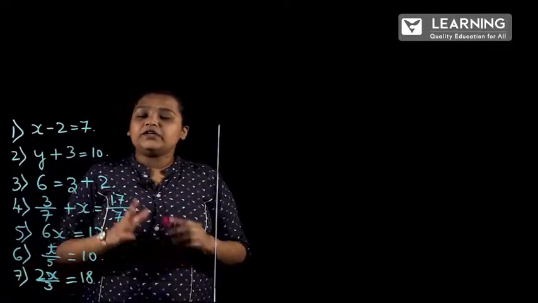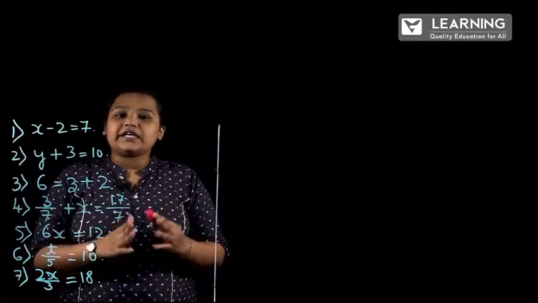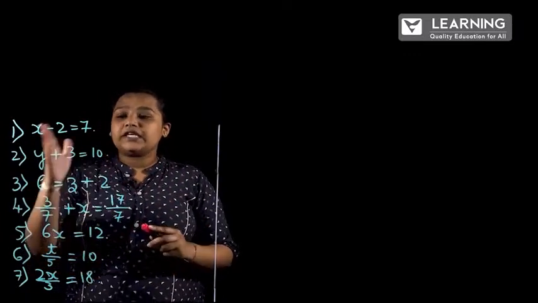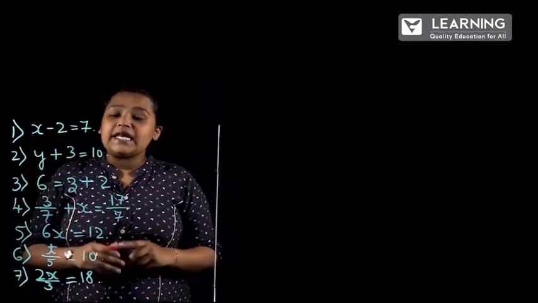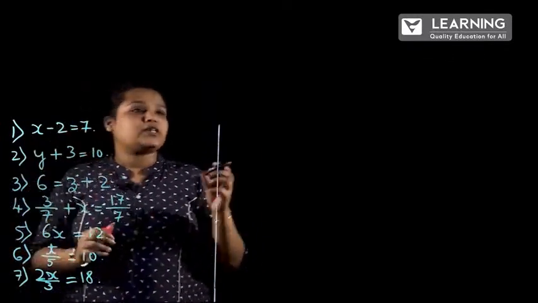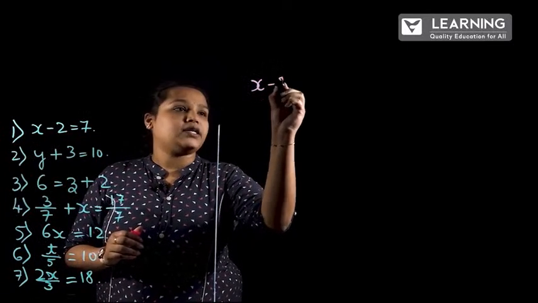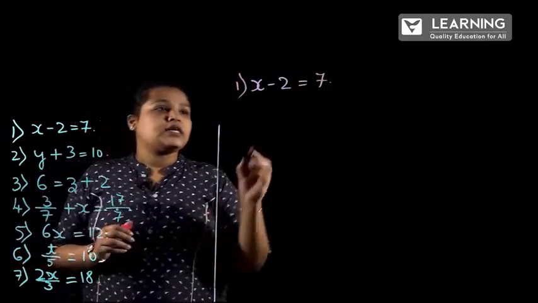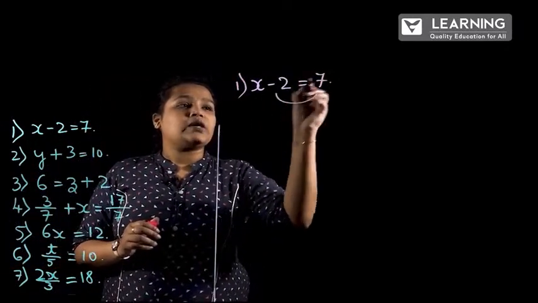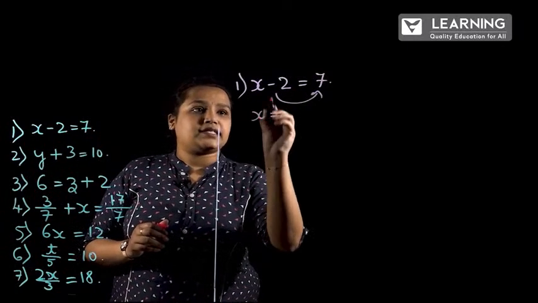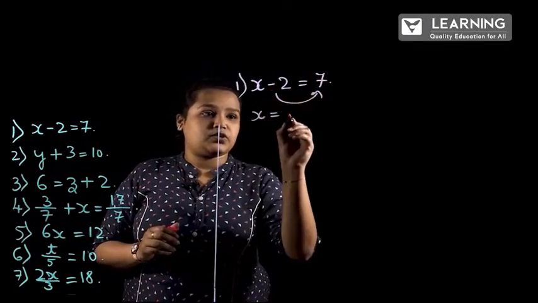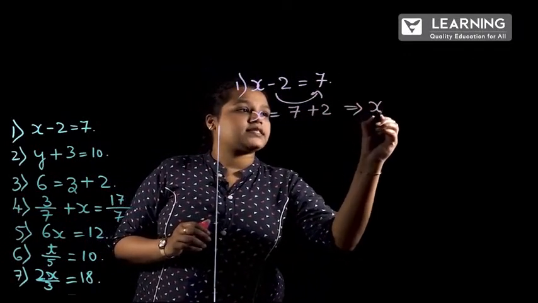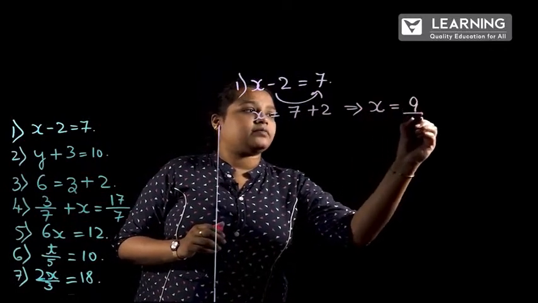Hello students, today we will be starting the second chapter, linear equations in one variable. So let us start solving exercise 2.1. These are the questions which are simple equations. Let's start solving equation 1. They have given x minus 2 is equal to 7. So how do we solve this? We will transfer minus 2 to RHS. So x is equal to 7, and minus 2 will become plus 2. So easily we got the value of x as 7 plus 2, which is 9.